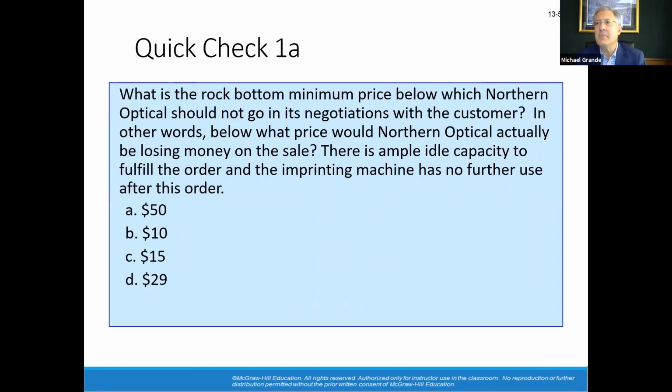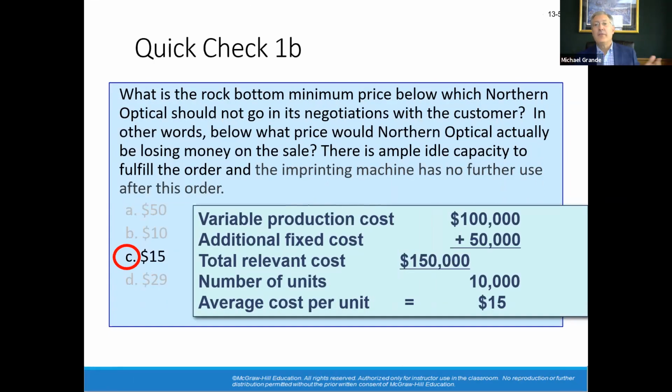What is the rock bottom minimum price below which Northern Optical should not go in its negotiations with the customer? In other words, below what price would Northern Optical actually be losing money on the sale? There is ample idle capacity to fulfill the order, and the imprinting machine has no further use after this order. What is the selling price per unit that they will accept? So we're just looking at the costs where they would break even.